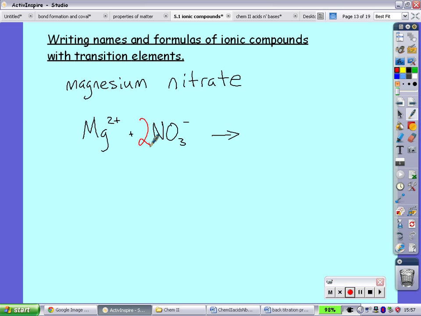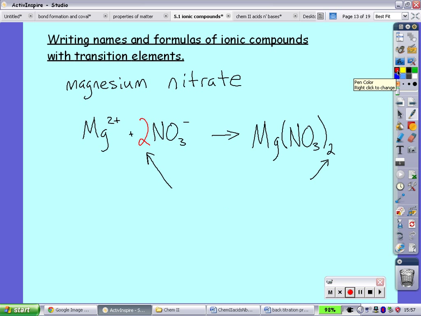In the following formula, I would have Mg. This time we need to put a parenthesis here. Nitrate, NO3, and parentheses 2. This 2 came from this 2. I need to put a parenthesis so that it doesn't look like I have 32 oxygens, but instead show that I have 2 nitrates.